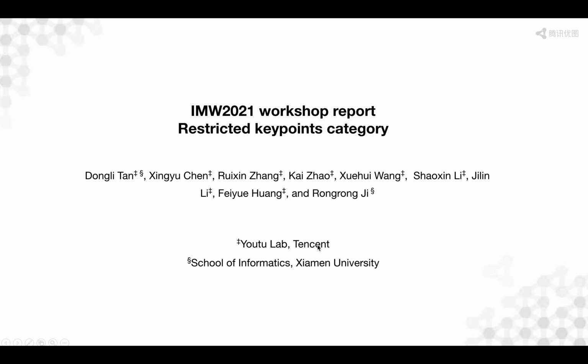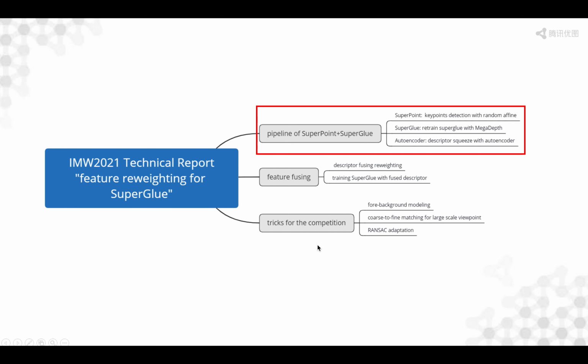We are glad to give an introduction to our method at the CVPR 2021 Image Matching Workshop. Our method achieves the best performance in the restricted key points category, and we will illustrate our method in 3 parts. First, we will introduce our pipeline.